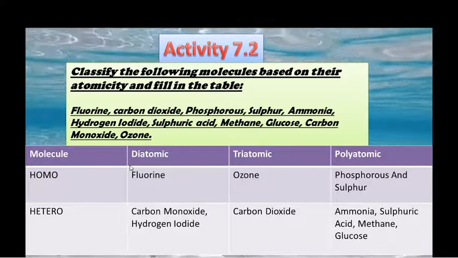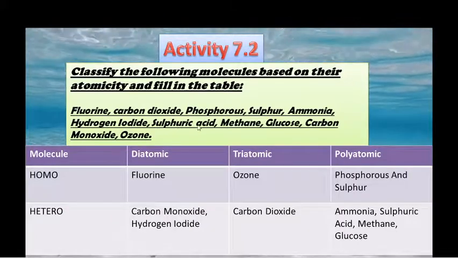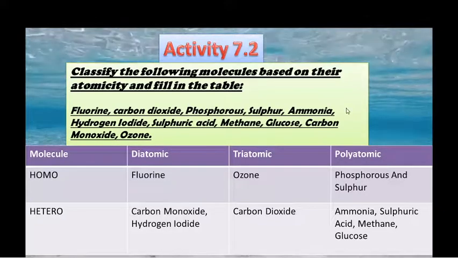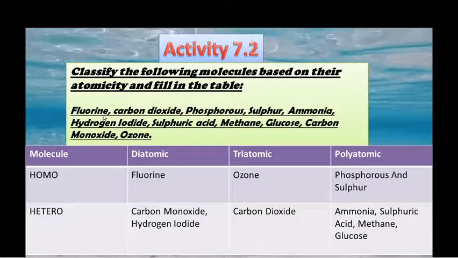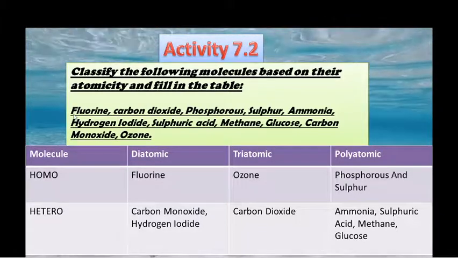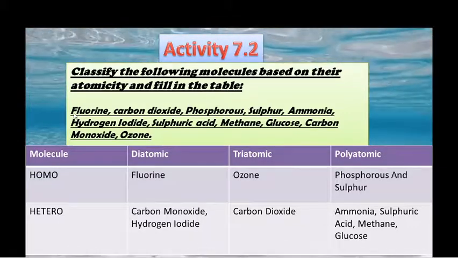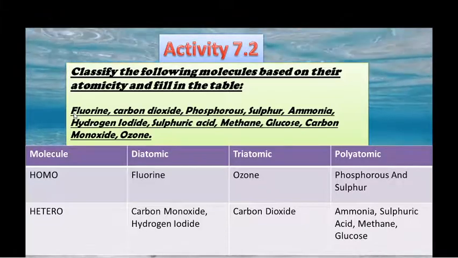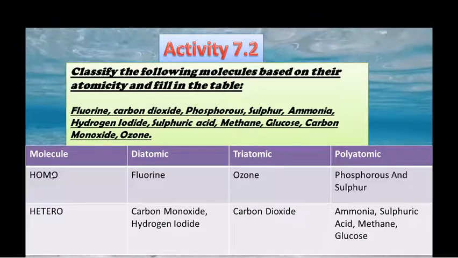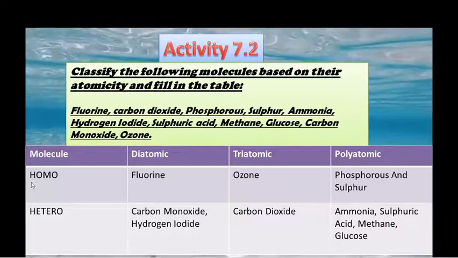Among these elements, fluorine, carbon dioxide, phosphorus, sulfur, ammonia, hydrogen iodide, sulfuric acid, methane, glucose, carbon monoxide, ozone, which one is a homodiatomic molecule? Yes, fluorine is a homodiatomic molecule. The formula is F2 because the same element is present in the molecule. Fluorine shares one electron with another fluorine to make an F2 molecule. So it is homo, not different. It reacts with the same element only, so it comes under homodiatomic.